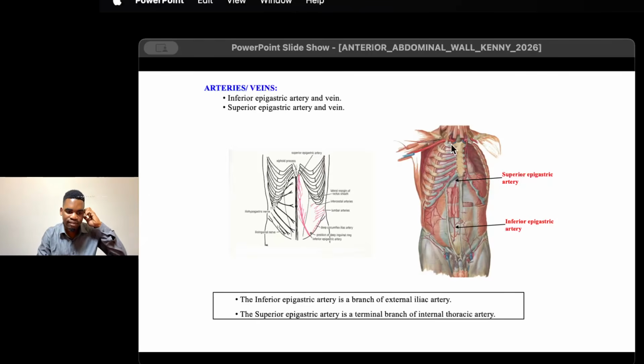Next, let's see the blood supply of the anterior abdominal wall. So we have two major arteries that are supplying the anterior abdominal wall.